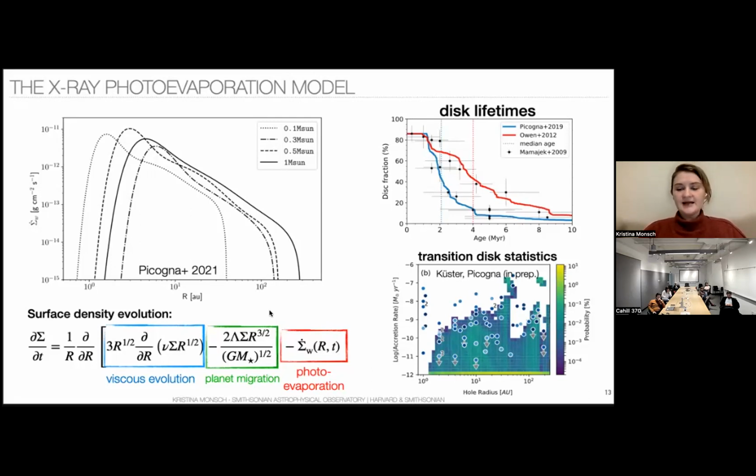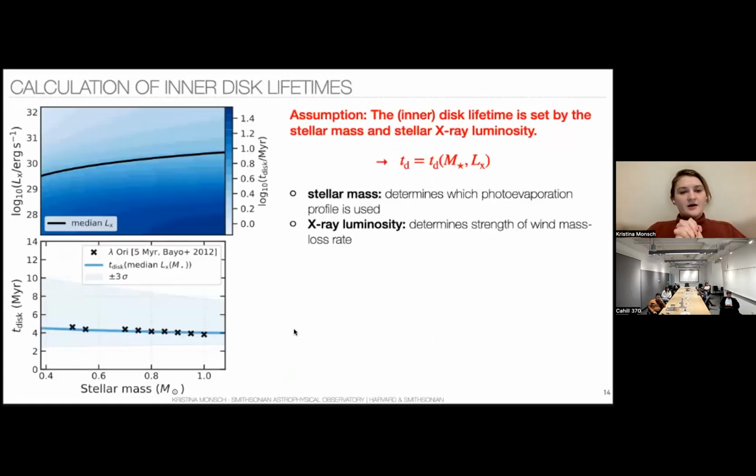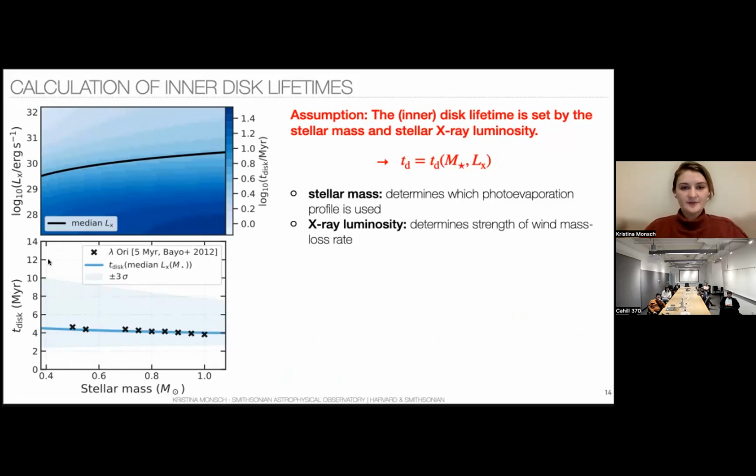And yeah, so how do we connect all this to stellar rotation now? Basically, what we want to obtain is an analytic prescription of the disk lifetimes as a function of the stellar X-ray luminosity and stellar mass. And you get this very easily from our photoevaporation model because it uses the X-ray luminosity and the stellar mass as an input. And this is shown here in the left plot. The top panel shows the X-ray luminosity of the star as a function of stellar mass, and the colors correspond to different disk lifetimes. So light is very short disk lifetimes, and dark blue is long disk lifetime.